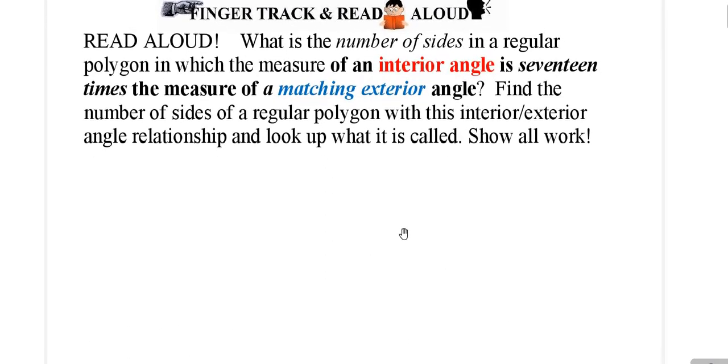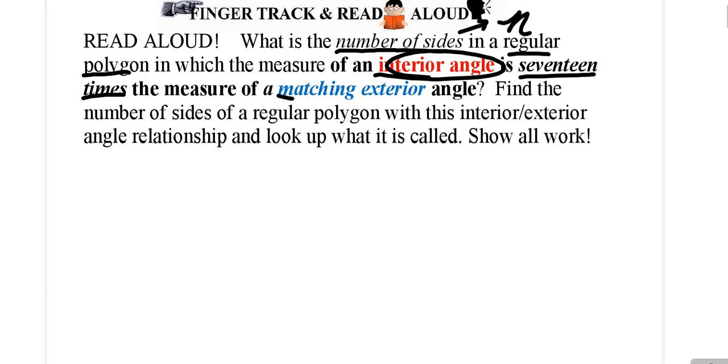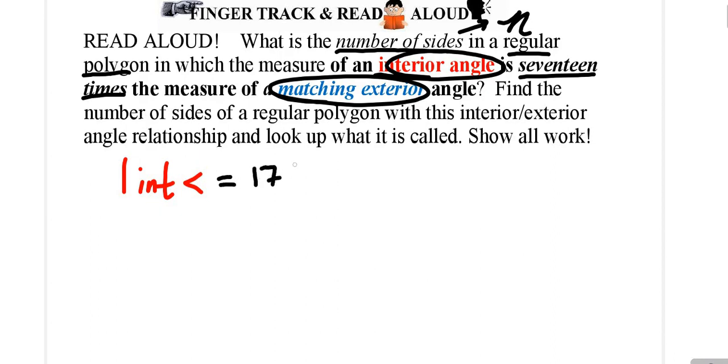It says, what is the number of sides? So keep in mind what we're looking for here: number of sides. Specifically, in all our equations, we use the variable n. In a regular polygon in which the measure of the interior angle is 17 times greater than the matching exterior angle. So in this case, one interior angle is 17 times bigger than one exterior angle. That's the relationship that's being expressed here.